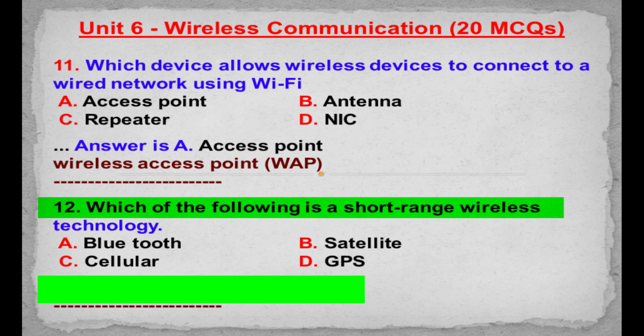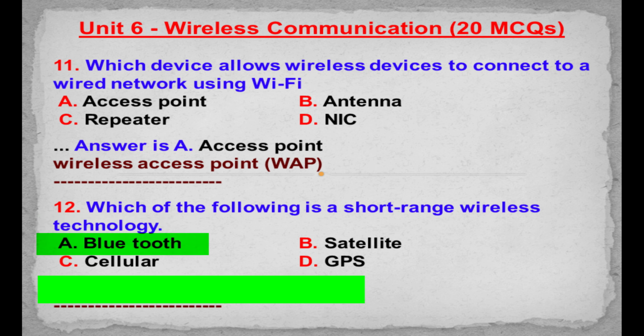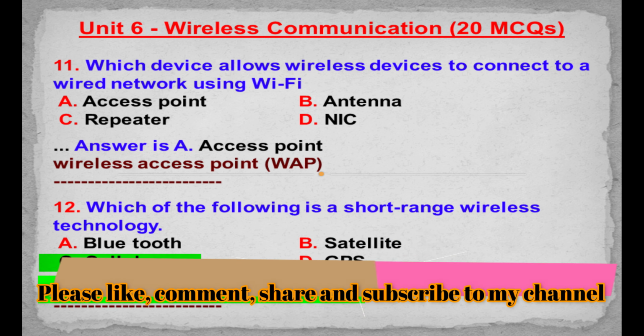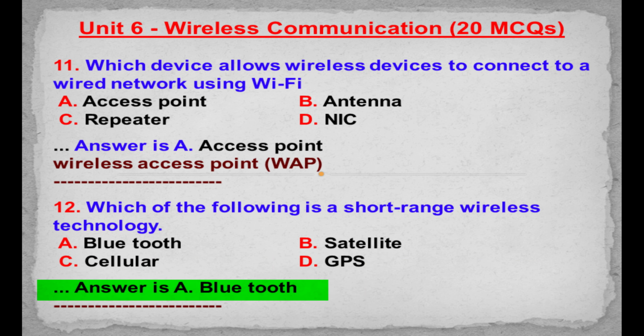MCQs number 12. Which of the following is a short-range wireless technology? Option A, Bluetooth. Option B, satellite. Option C, cellular. Option D, GPS. Correct answer is option A, Bluetooth.